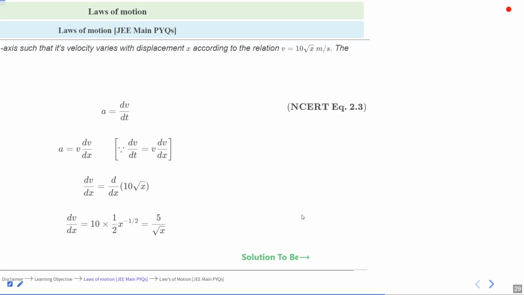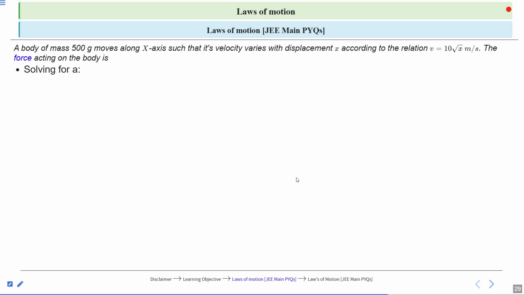Here, solving for a, a is equal to v into dv upon dx, and we know v, the velocity, is 10 into root x, and we already calculated dv upon dx, that is 5 divided by root x. Yes or no? So just substitute here and multiply. So root x cancels out. 10 into 5 will be 50 meter per second square. So this is the acceleration of the body, that is 50 meter per second square.